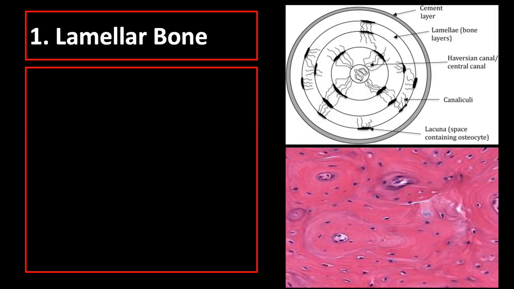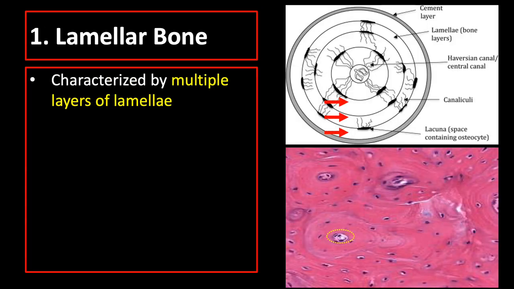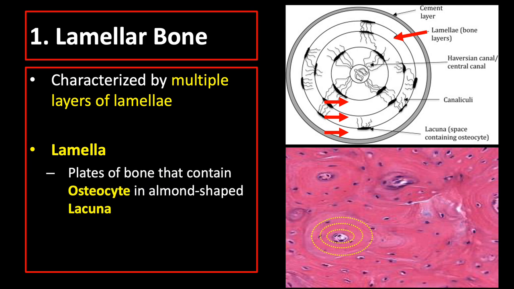Moreover, lamellar bone is characterized by multiple layers of lamellae. The highly ordered alternating organization of collagen fibers in lamellae adds greatly to the strength of lamellar bone. A lamella is a plate of bone that contains osteocytes housed within almond-shaped lacunae.